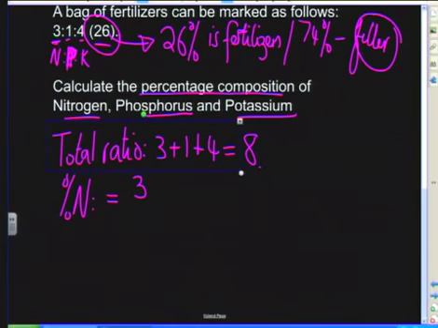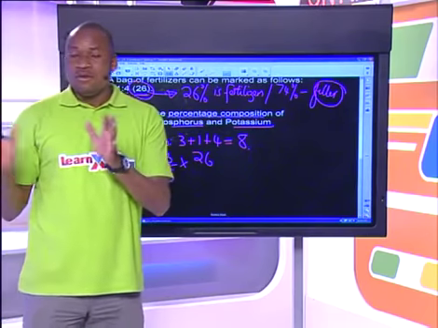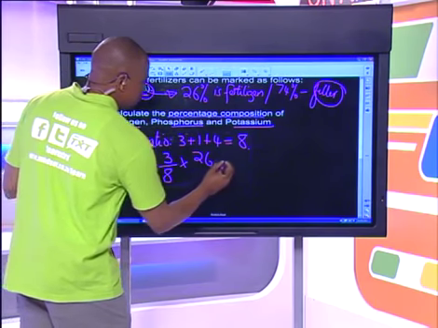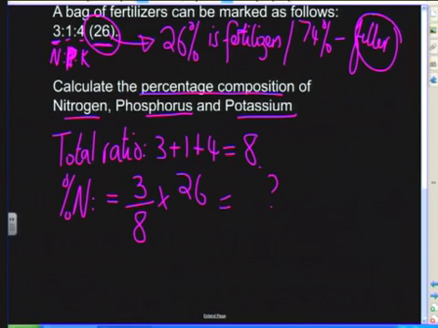the first one for N, divided by the total ratio times what that number is. So it's 26. In Abednego's question, he was using 30. So it doesn't matter what you have, Abednego, just follow this one out. And then this will give you a percentage for nitrogen.